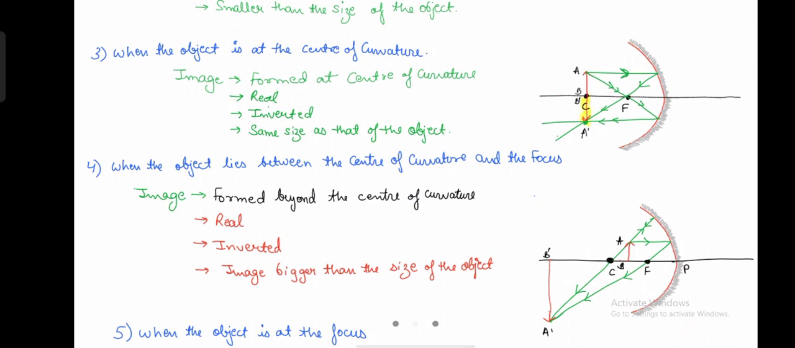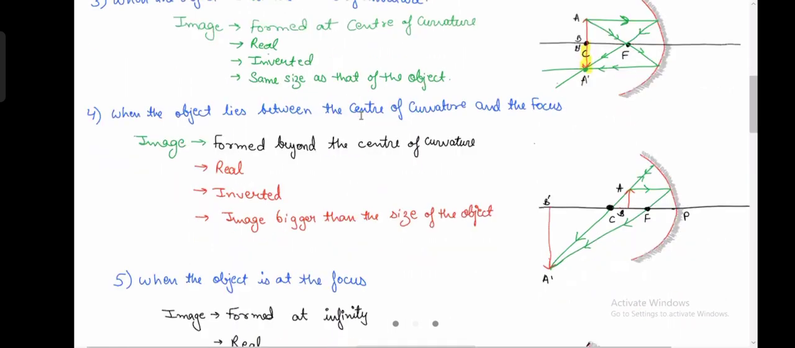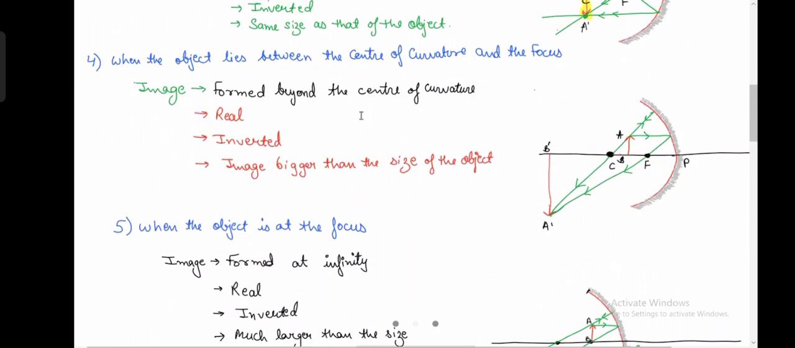Then the third point is that it is the same size as the object. Previously we were seeing that it is smaller and smaller, but now we see that it is the same size as the object. For example, if your object is 4 centimeter long, then your image will also be 4 centimeter in this case.